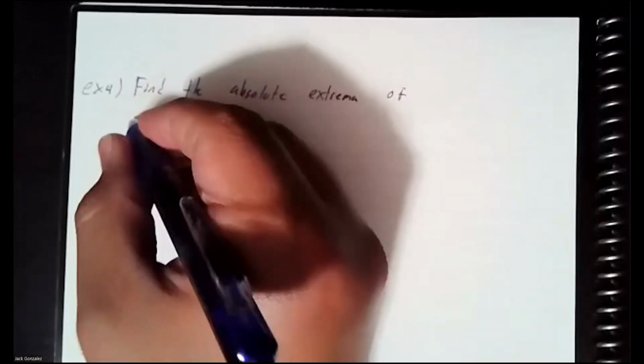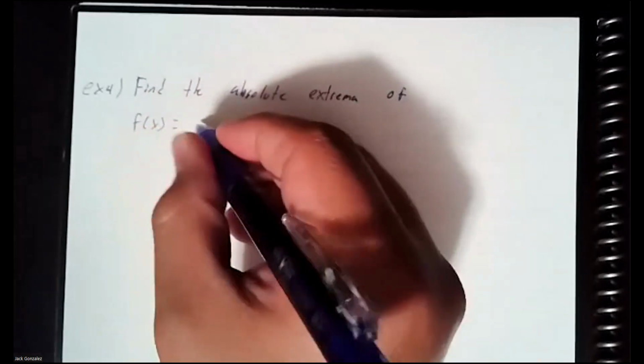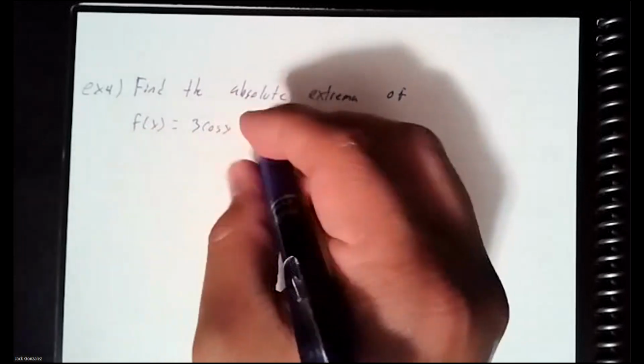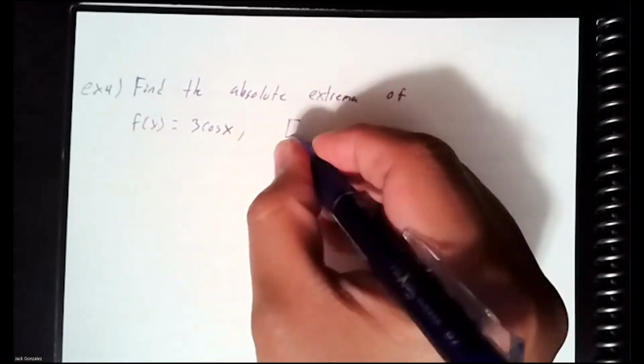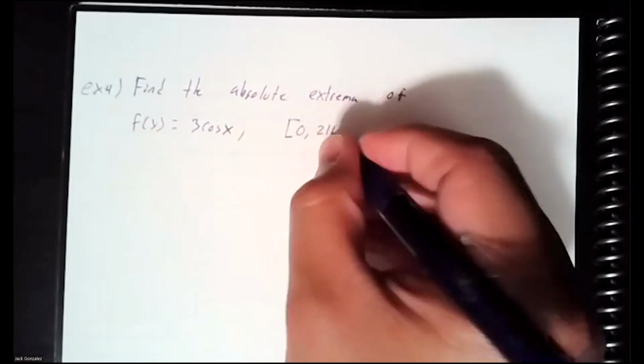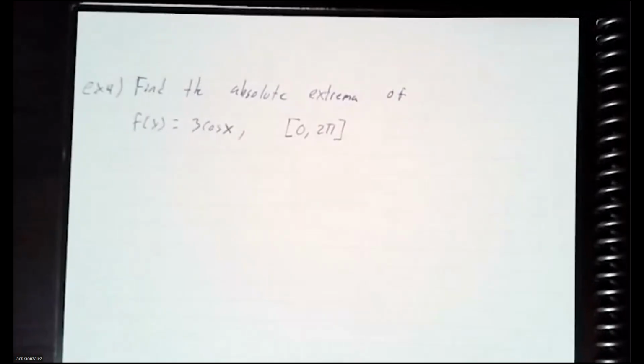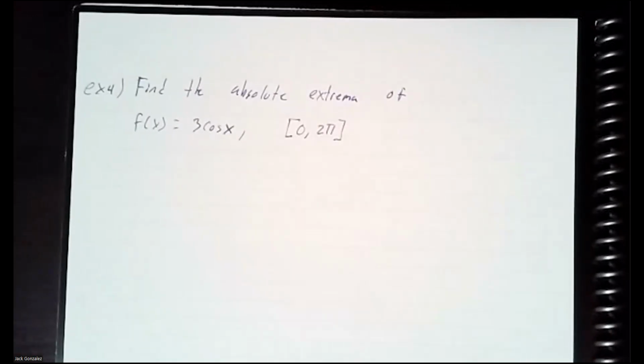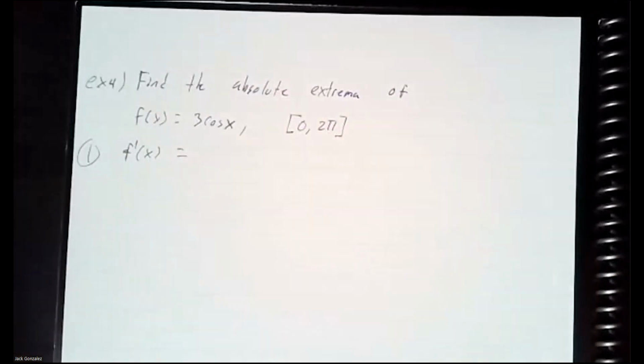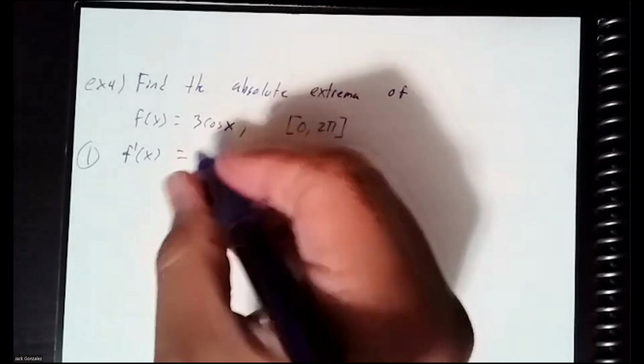Find the absolute extrema of f(x) = 3 cosine x from 0 to 2 pi. So same type of question, it's just that it's a trig type. Same steps. The first step is find the derivative. What's the derivative of 3 cosine? Negative 3 sine.